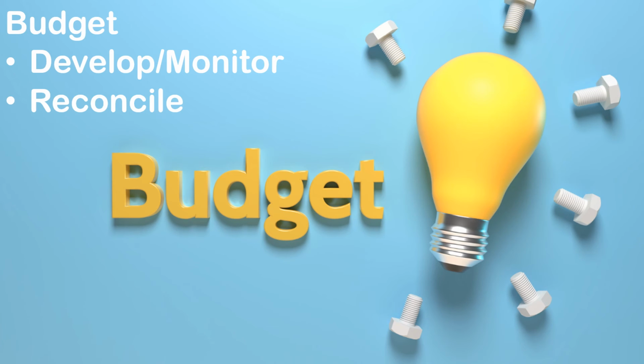Part of the administrative functioning of your budget is also reconciling your budget. Am I making and spending exactly what I said I was going to do? And if I'm not, where are the differences? What are the changes I have to make? And make sure that your budget is on track.